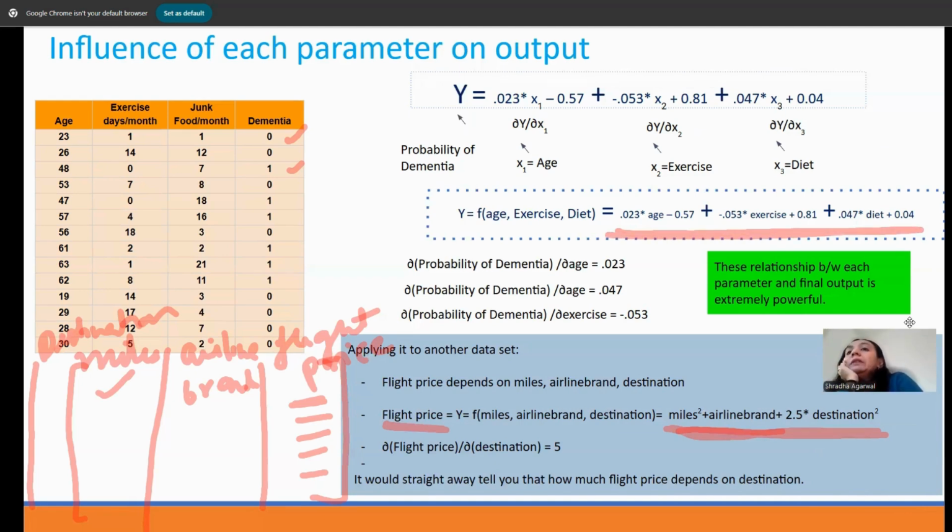So any problem could be broken down into very simple steps, where if you take a partial derivative, you get the weights out, right? Okay.